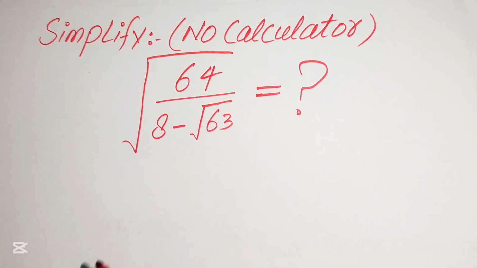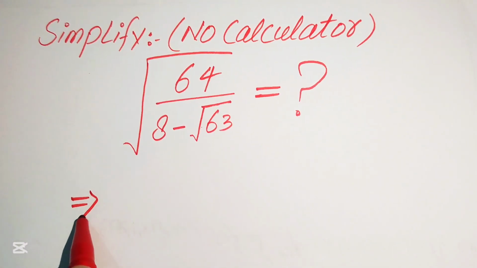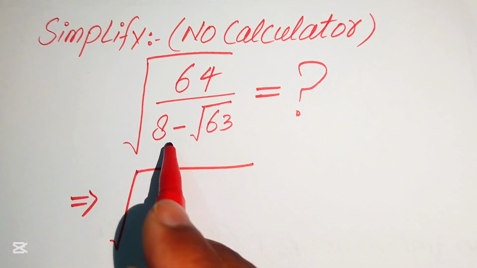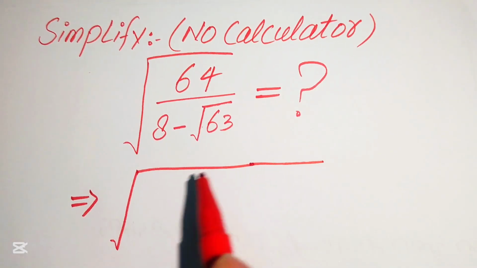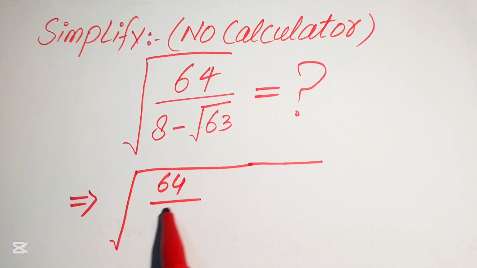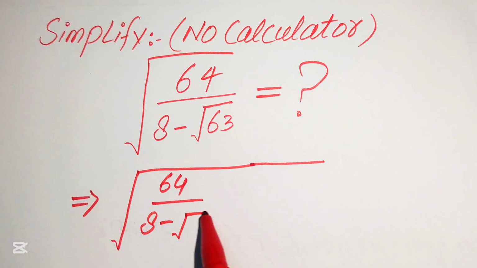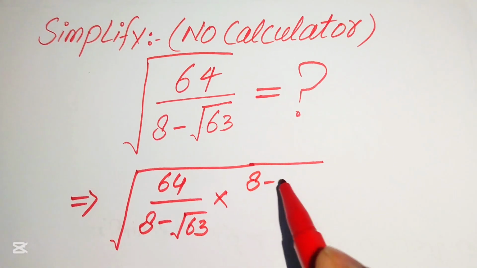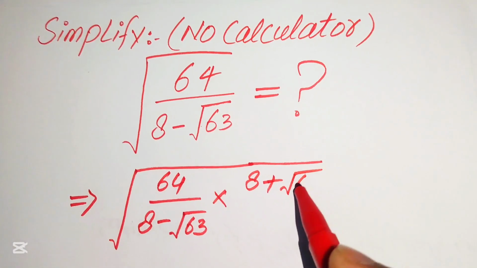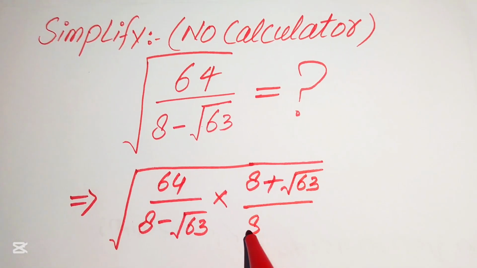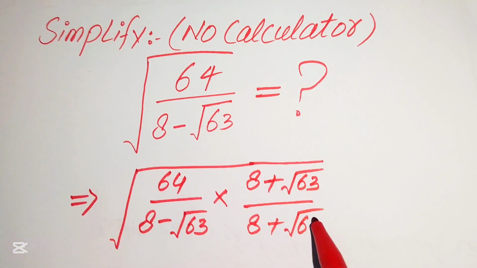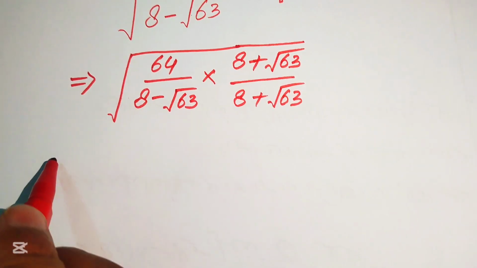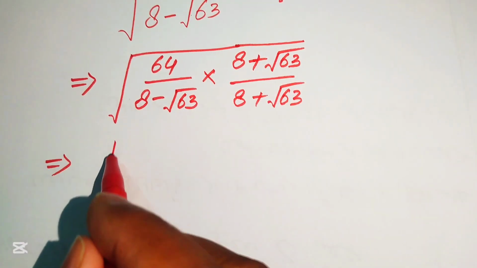Here the very first step we are going to do is, first we need to rationalize the denominator of this term. So you see here the denominator is 8 minus square root of 63. So we write it as 64 over 8 minus square root of 63, and it is multiplied by 8 plus square root of 63, and it is divided by 8 plus square root of 63. Here we just rationalize the denominator in this way.